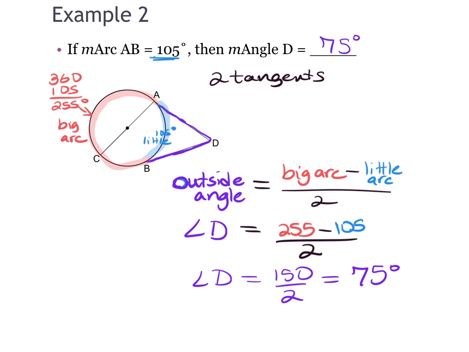This technique of finding the other arc measure only works when you have two tangents forming that exterior angle, that outside angle. You can't do it with two secants, and you can't do it with a secant and a tangent.